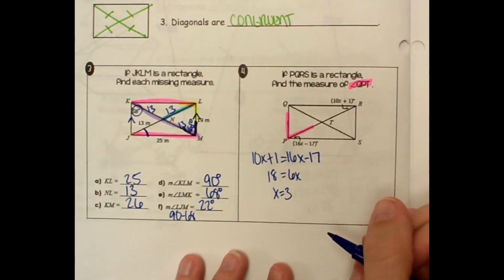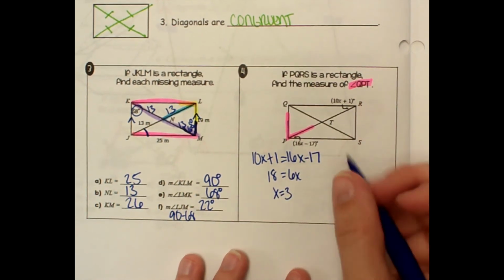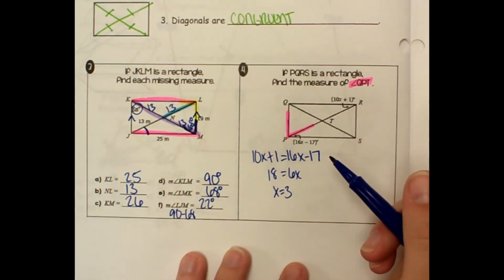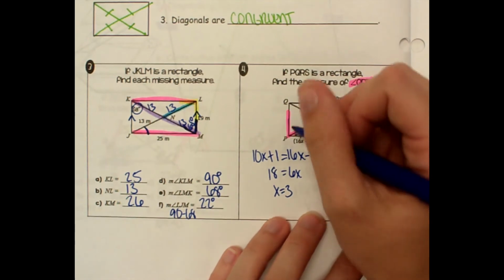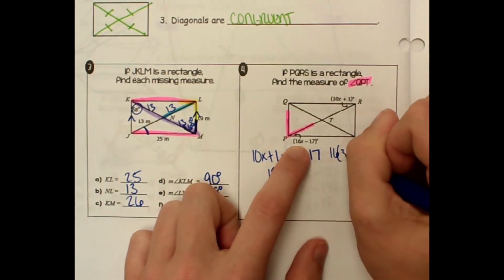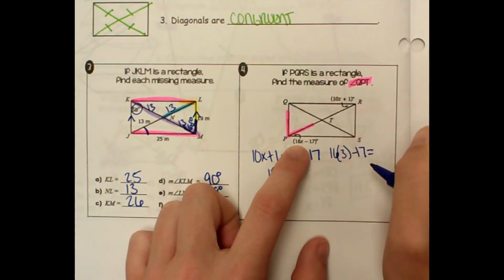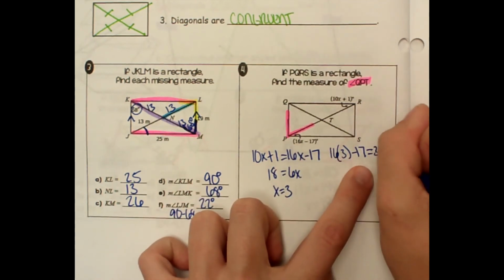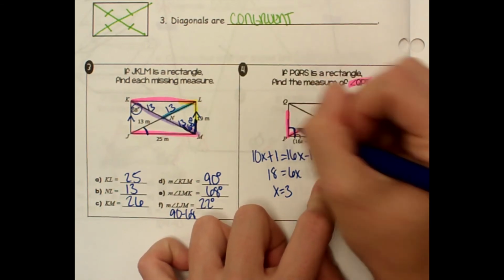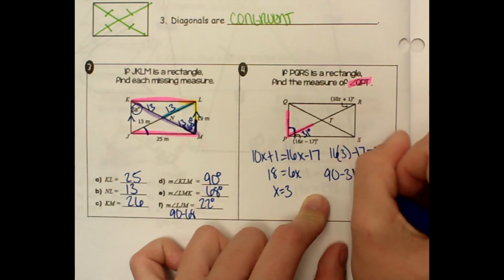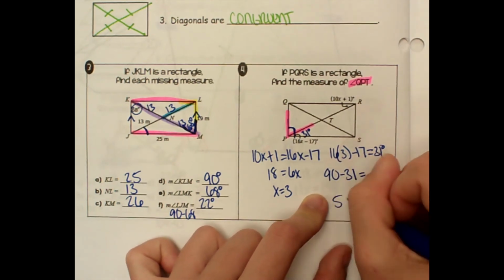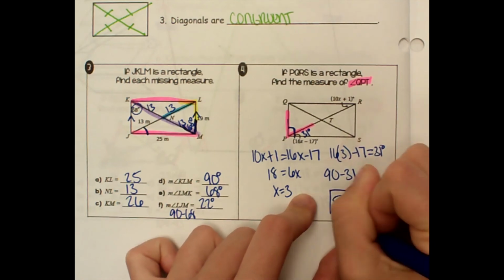It didn't ask us for x. It asked us for this purple angle right here. So if we substitute it in, I'm going to substitute in here. So 16 times 3 minus 17. This angle is 31 degrees. So to find the pink one, because they're right angles, it is going to be 90 minus 31. We get that the pink angle is equal to 59 degrees.